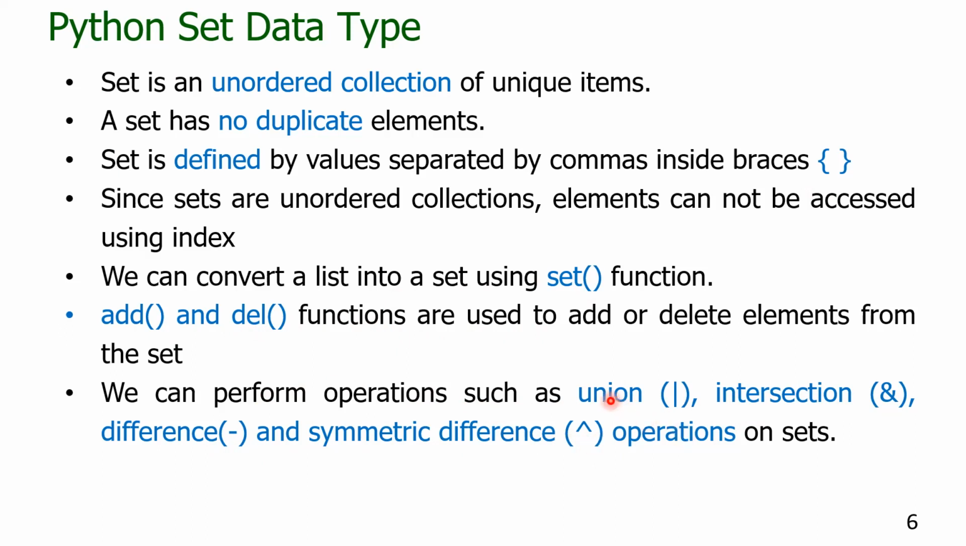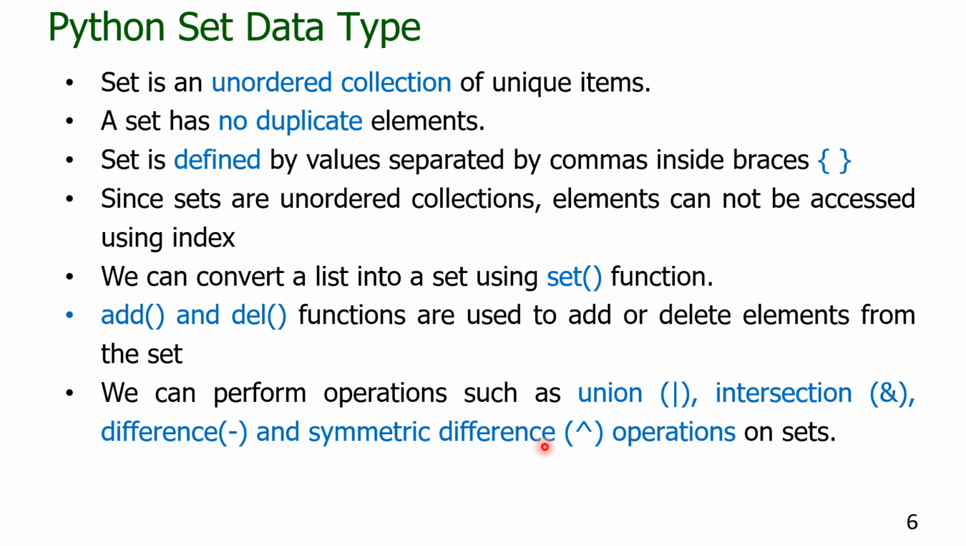So these operations: union means it includes all the elements of set A as well as set B, in case we are trying to perform the union operation between the two sets A and B. Similarly, intersection between A and B returns the common elements that are present both in set A as well as in set B. Difference, that is A minus B, is going to return the elements that are present in A but not present in B.